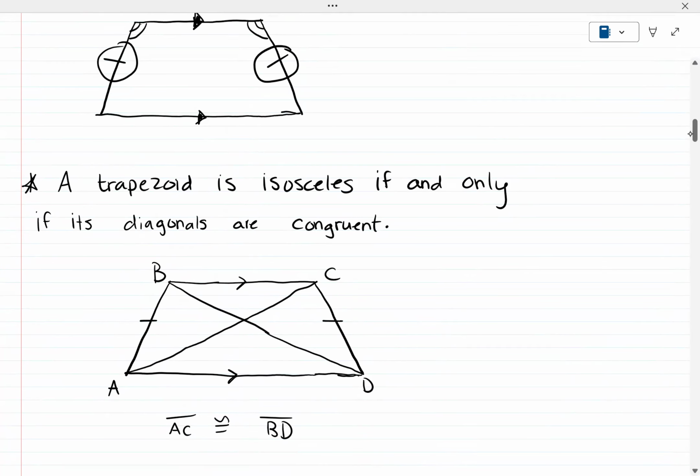A trapezoid is isosceles if and only if the diagonals are congruent. So that's another key. That's how you determine if a trapezoid is isosceles: their diagonals are congruent. So line segment AC is congruent to line segment BD. And that also means that angle B is congruent to angle C, right?